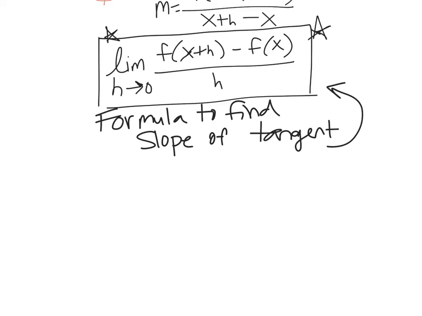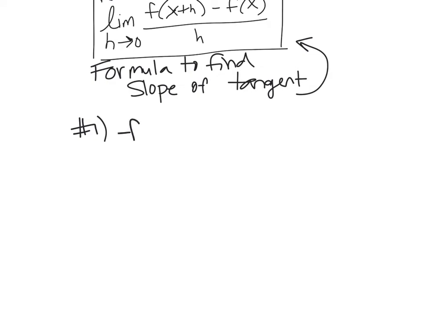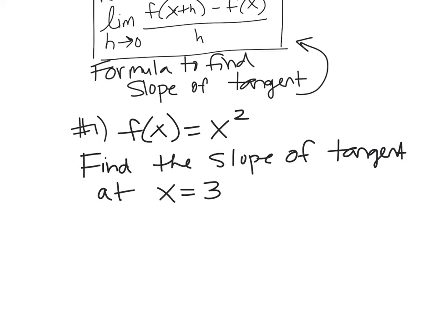Here we go. Number 1. All right, I'm going to give you a function, f of x equals x squared. The most basic parabola you know, right? And by limits, we are going to find the slope of the tangent at x equals 3. Okay?